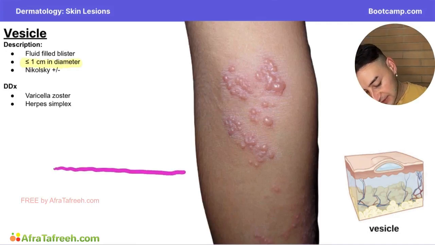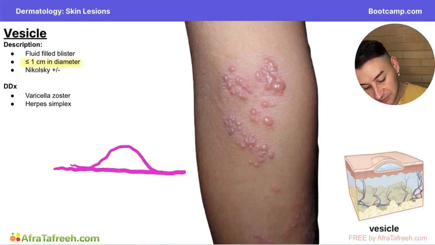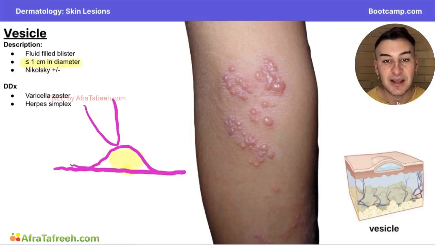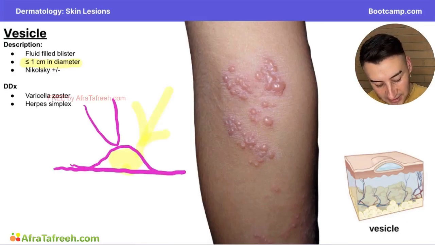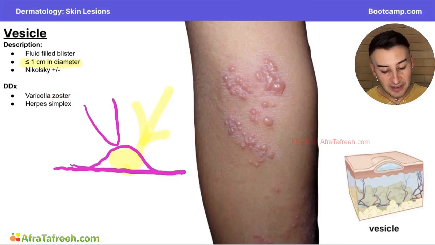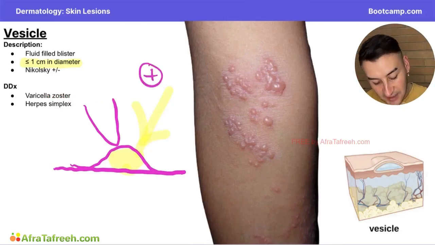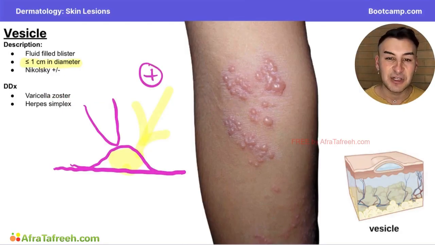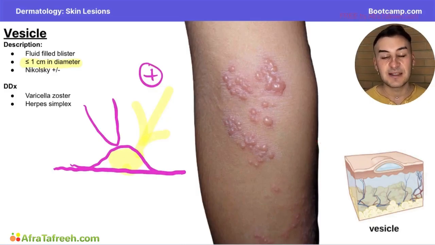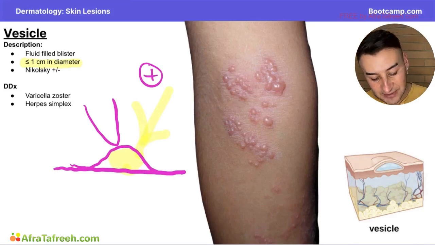So, here's my skin, and here's my overlying blister filled with fluid. If I were to take a gloved finger and apply slight pressure to that blister, and it were to burst open and release all of its contents out like so, that counts as being Nikolsky sign positive. If I were to apply that slight pressure and the blister was to maintain its integrity, that's Nikolsky sign negative. And this is an important way to describe vesicles because it can help us narrow down pathologies. So I want to highlight it for you guys.